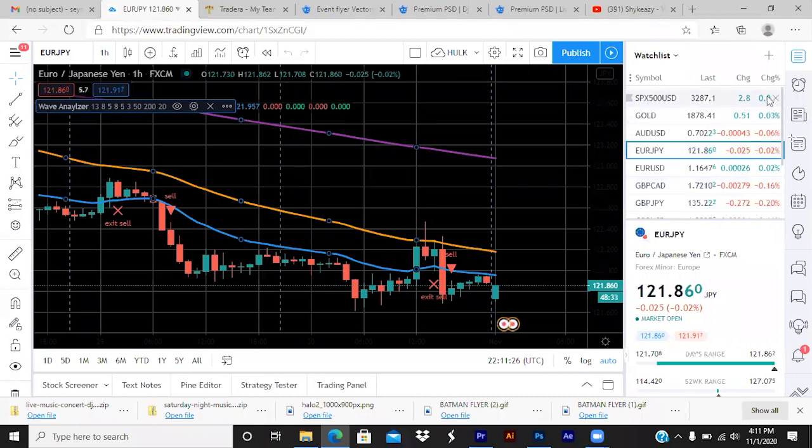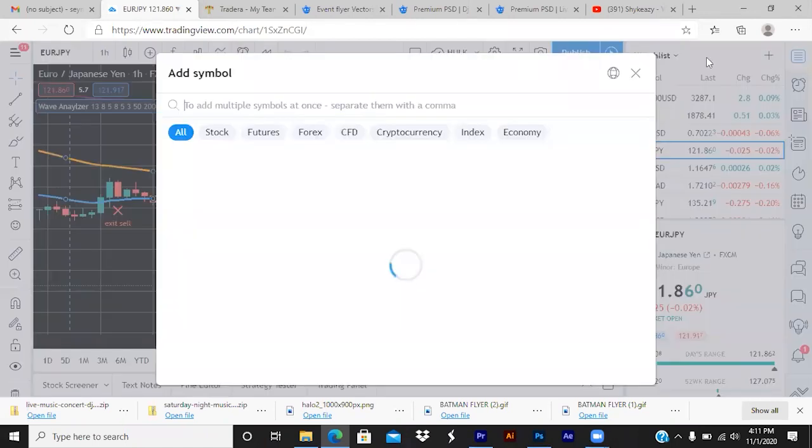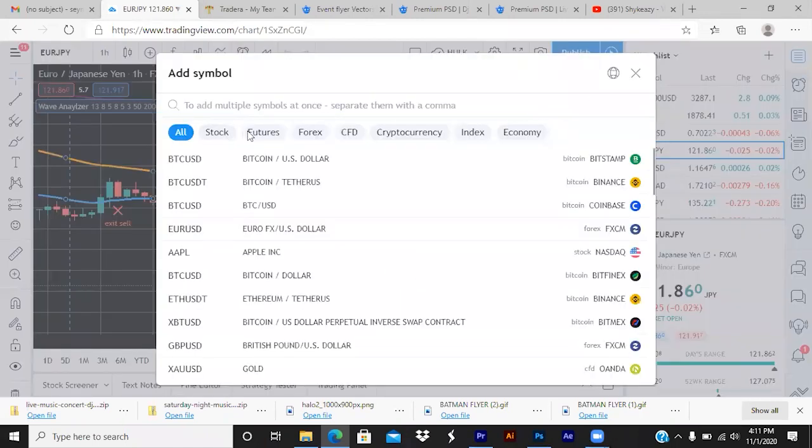Now if you want to remove one, you can press X. If you want to add one to the list, you press this plus, and you will simply search up the pair.